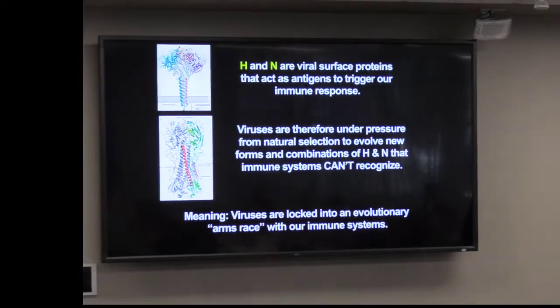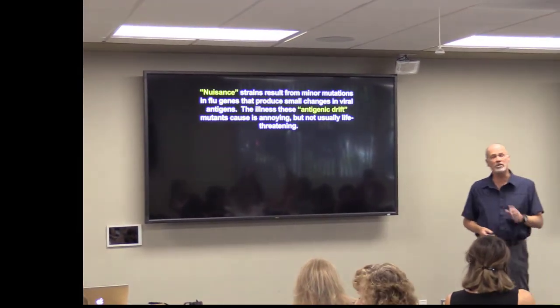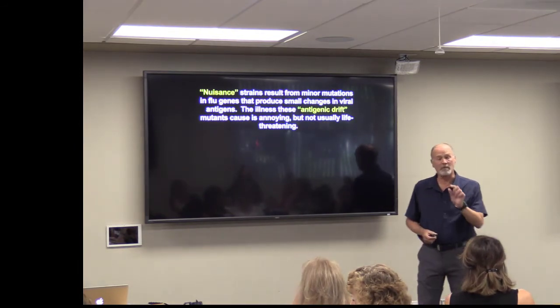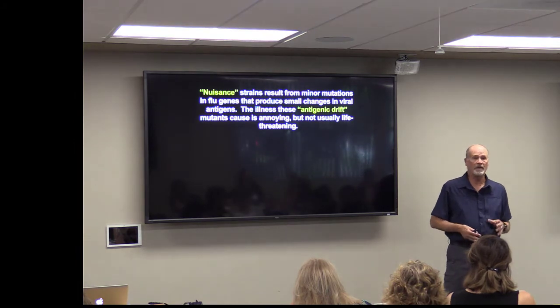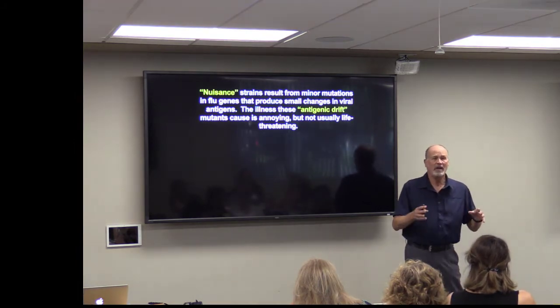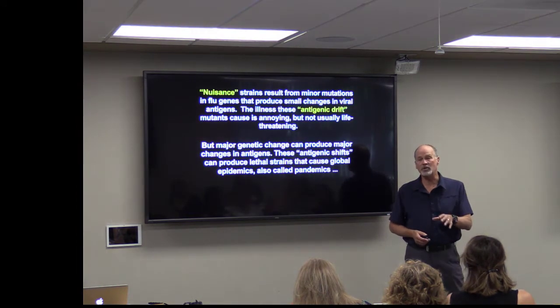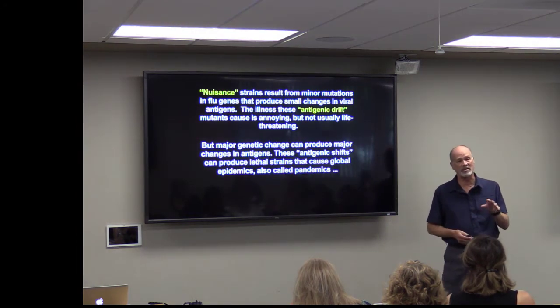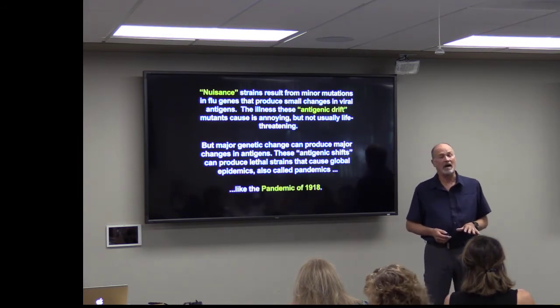So once again, evolution is the driver here. Now, every year there are what you might call nuisance strains of flu that result from minor changes in the H1 version or the H3 version. This is called antigenic drift. They're annoying, they make you a little sick, but they're usually not life-threatening. Major genetic changes, however, can produce what's known as an antigenic shift. And these produce serious epidemics.